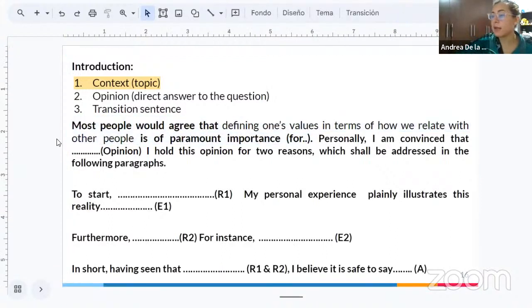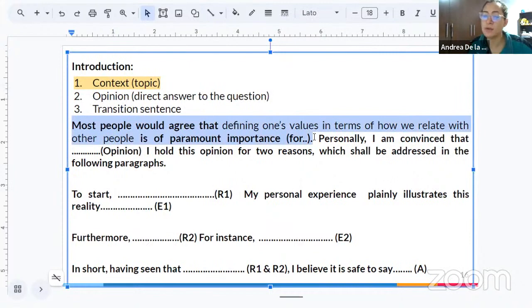Same thing if it's something related to work, for example. If you have the question, do you prefer to work alone or in a group? Or do you prefer to work in the mornings or in the afternoons? Do you prefer to work from home, or do you want to go to your office? For those three questions that I gave you as an example, you can use the same introductory sentence here.